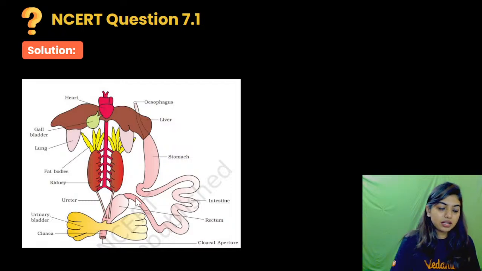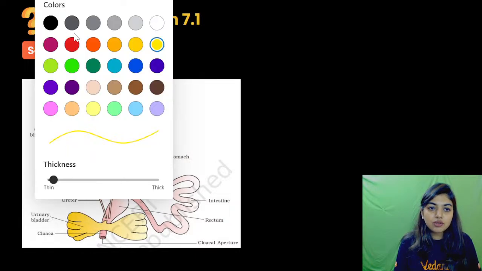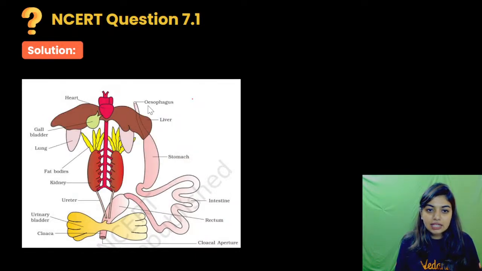Okay, I think it's very clear. Now just look at the diagram here. Here they have given with the heart, but what you have to see, you have to start seeing from the esophagus. See, this is the first portion that is given to you, esophagus.